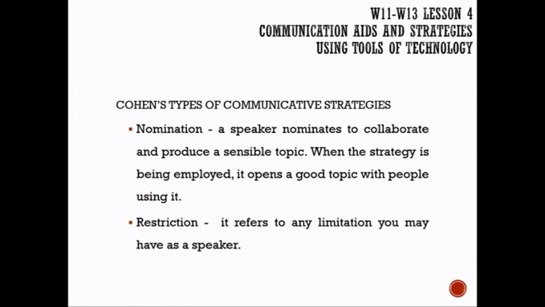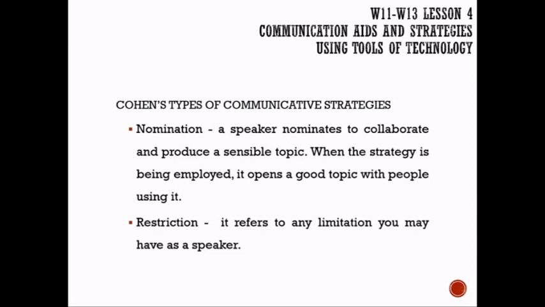Nomination is opening the floor for discussion. For example, I now open the floor to discuss about communicative strategies. All right, let's start with you. Okay, what can you say about communicative strategies? What comes into your mind when you hear the word communicative strategies? That is nomination. You open basically a topic for discussion.